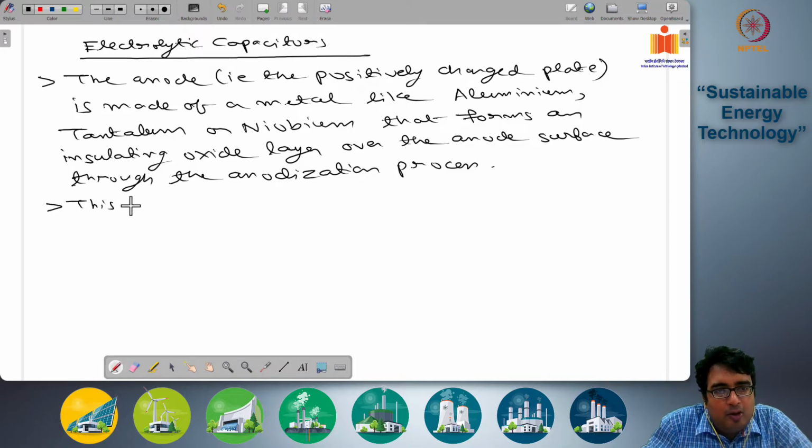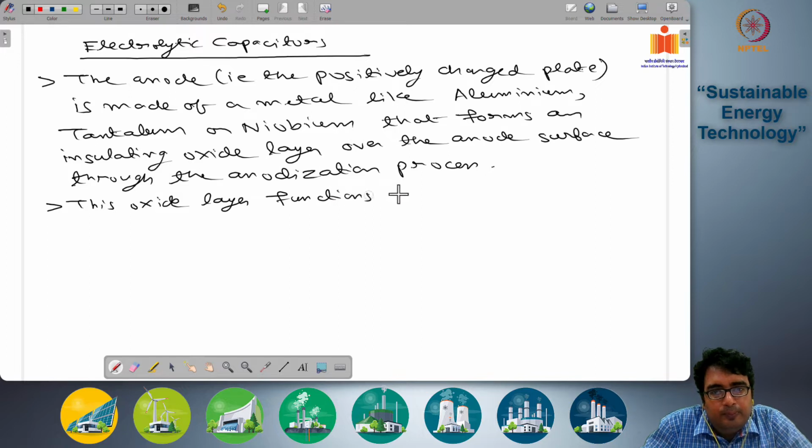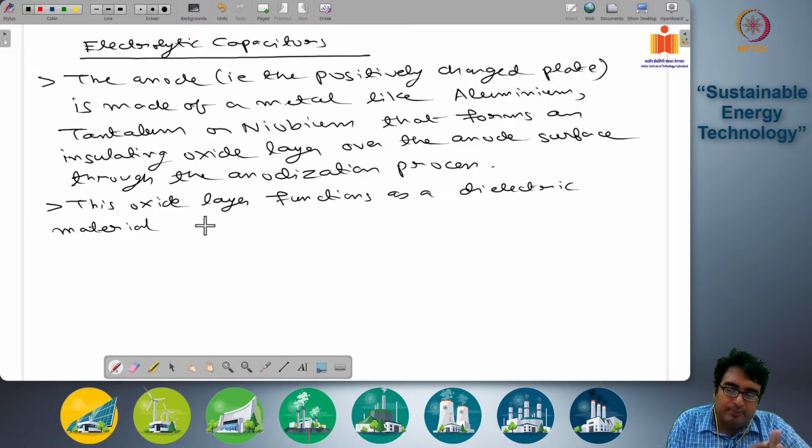This oxide layer functions as a dielectric material. So the actual dielectric material which is preventing the transfer of charges from the anode to the cathode is nothing other than the oxide of the anode metal itself that has grown on the surface of the anode.